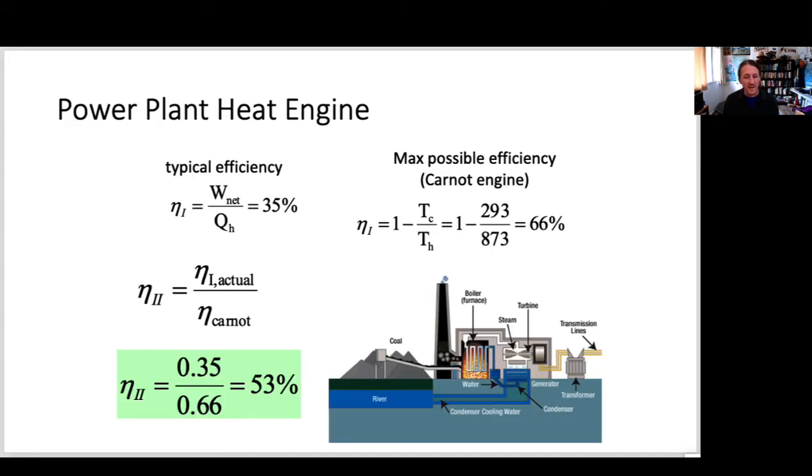So given 35% typical, actual operating efficiency, and 66% is the maximum, we would say that the second law efficiency of this power plant is 53%. In other words, it's operating at 53% of the best it could possibly do given the temperatures that are involved in the power plant.